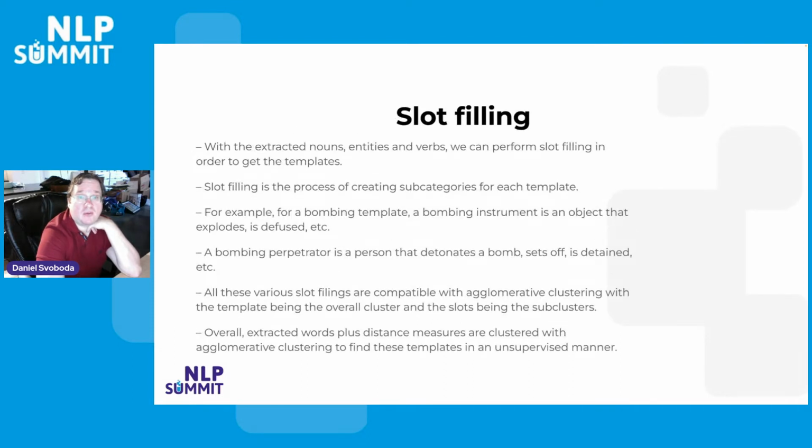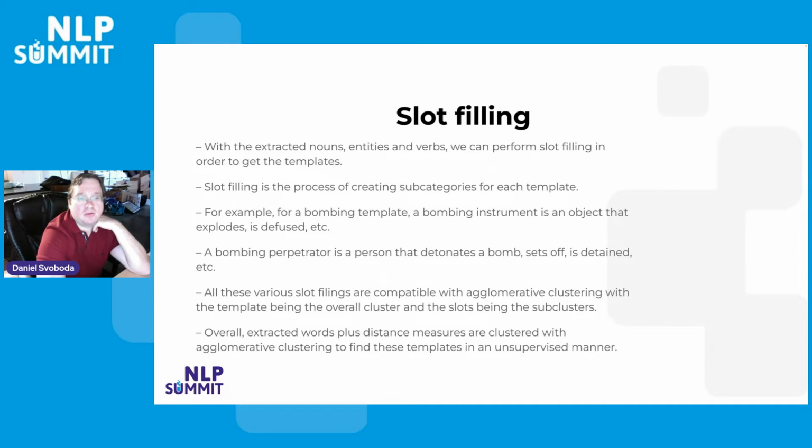So now we get to what's called slot filling. With these extracted nouns, entities, and verbs, we can form them together in order to get the templates. In order to get a template, we have to create sub-templates, subcategories, which is a process called slot filling. For example, if we have a template that refers to bombing, we would have one slot filling that would refer to an object that explodes, is diffused as a bombing instrument.